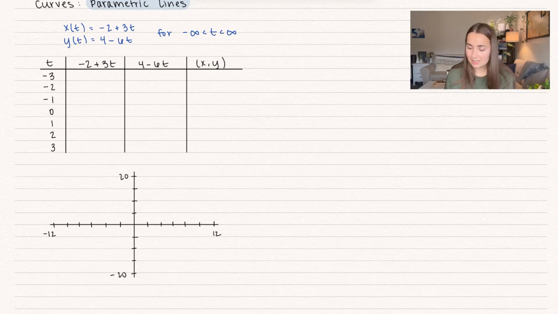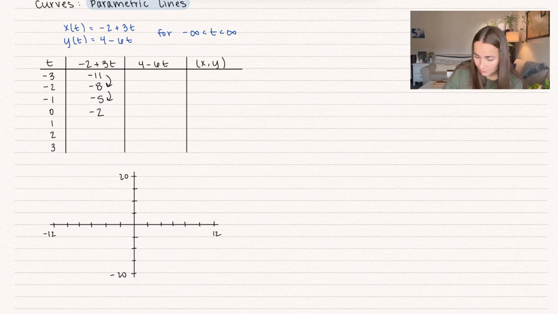Here we have x of t is equal to negative 2 plus 3t, so let's plug in these t values. When I plug in negative 3, I get negative 2 minus 9, which is negative 11. When I plug in negative 2, I get negative 2 minus 6, negative 8. When I plug in negative 1, negative 2 minus 3 is going to be negative 5. Notice what's happening each time here. We're adding 3. So let's just keep adding 3. Negative 2, positive 1, 4, 7.